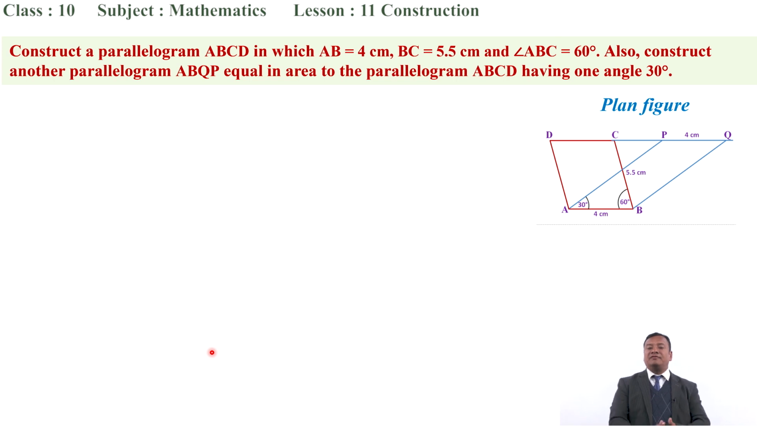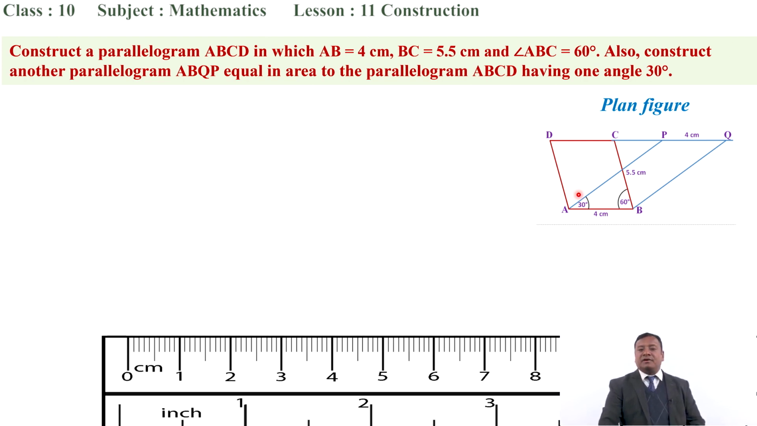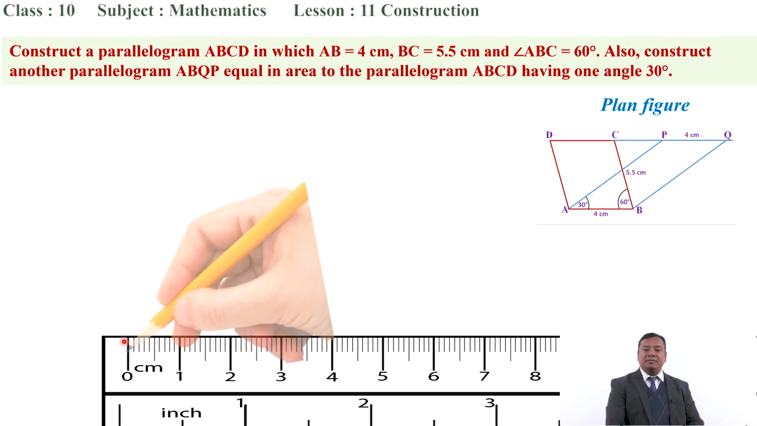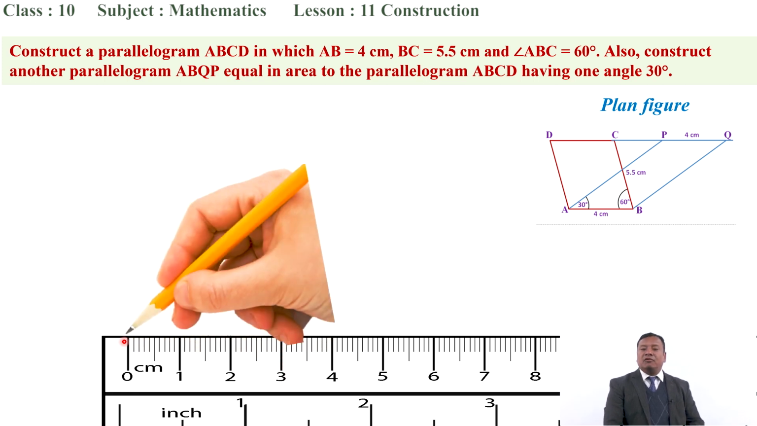Okay, all of you also be ready, right? Be ready with mathematical geometrical instruments. Let's start. First of all, here we have given that AB is 4 centimeter. So take a ruler and then draw a line AB which is 4 centimeter.